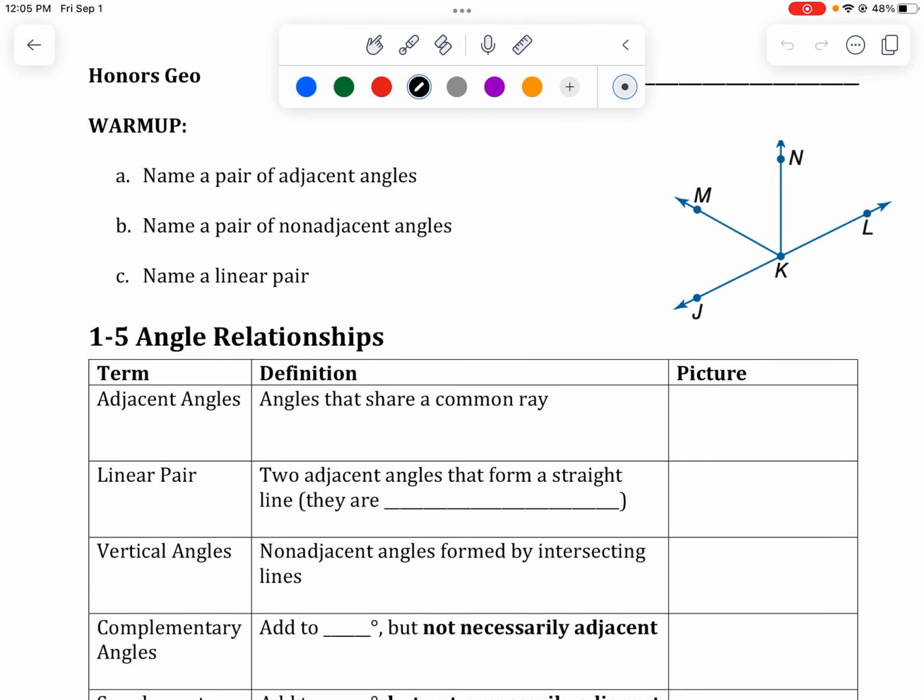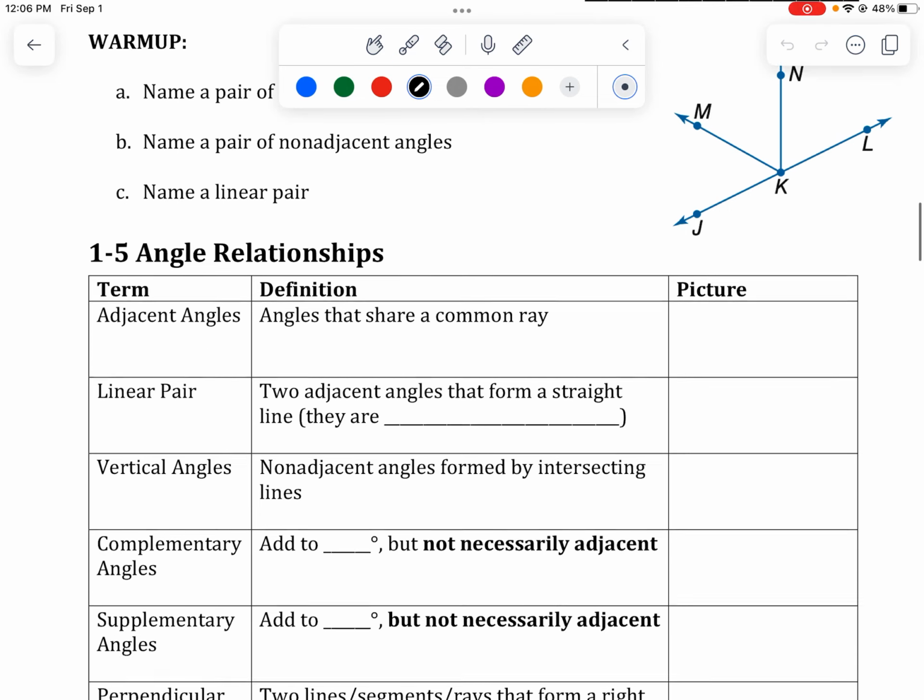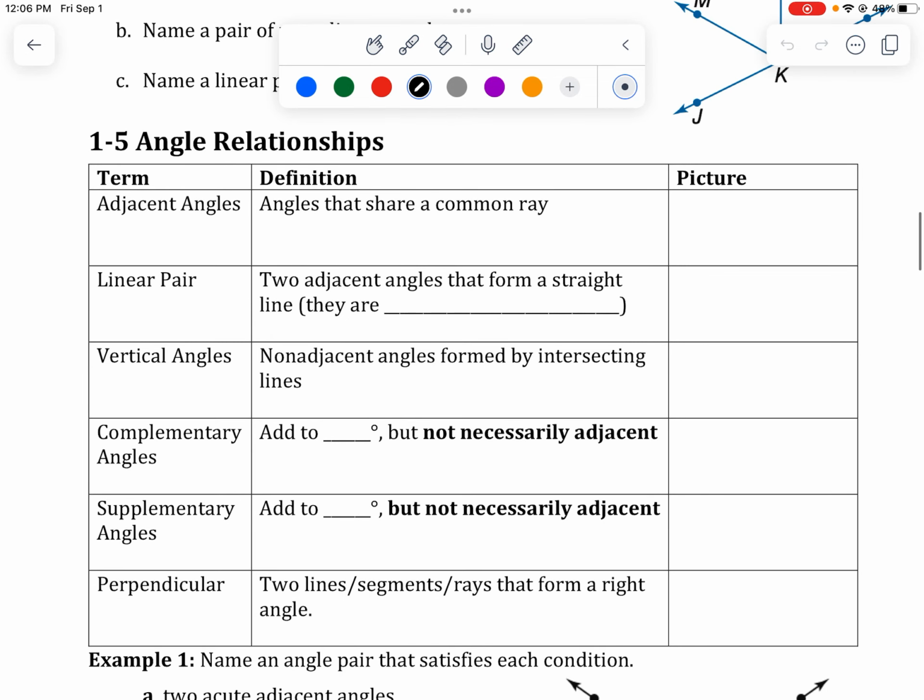Please warm up with that first set of 3 questions, A, B, and C. And of course, there are a lot of different answers. I'll put my completed notes with all the possible answers, or at least a handful of possible answers, in just a few minutes. As a reminder, adjacent angles share a common ray.